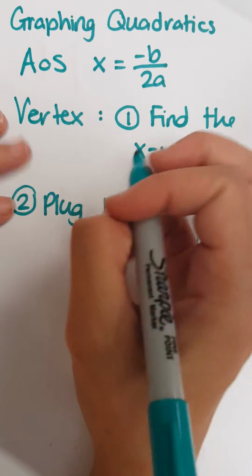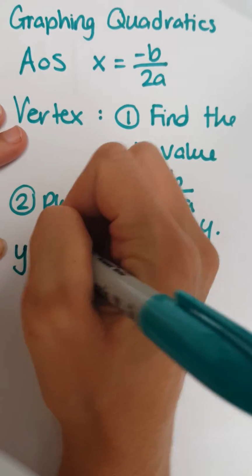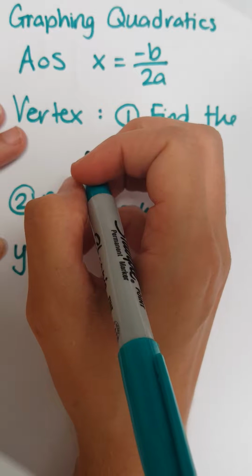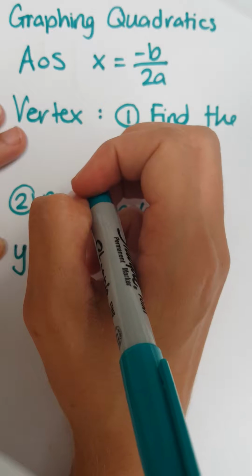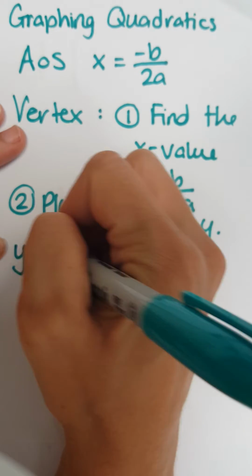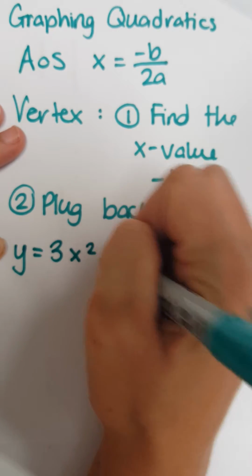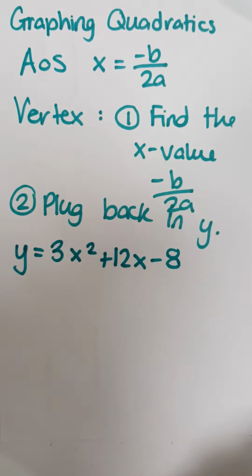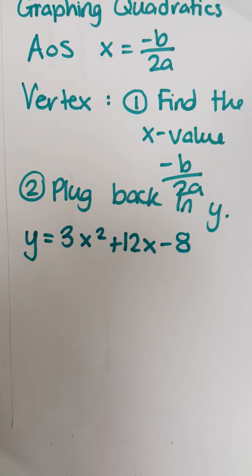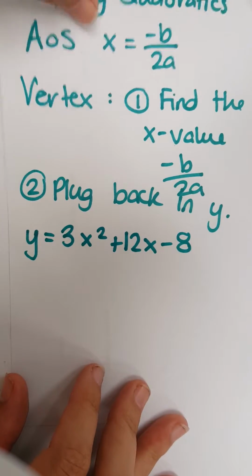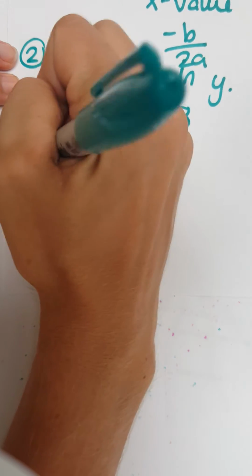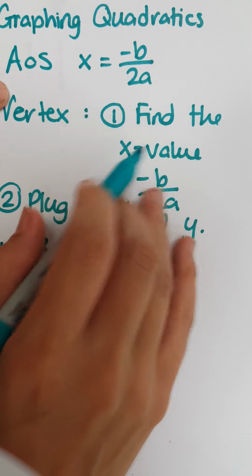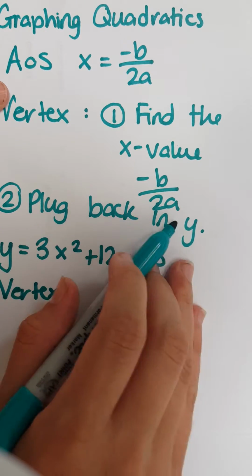But let's graph one. Y equals 3x squared, we did that yesterday, didn't we? Yeah. 3x squared plus 12x minus 8. Okay, so first we need to find the vertex. In order to graph, step 1, find the vertex. Okay, so vertex. Well, how did we say we find the vertex? First, find the x value, then plug back in for y.